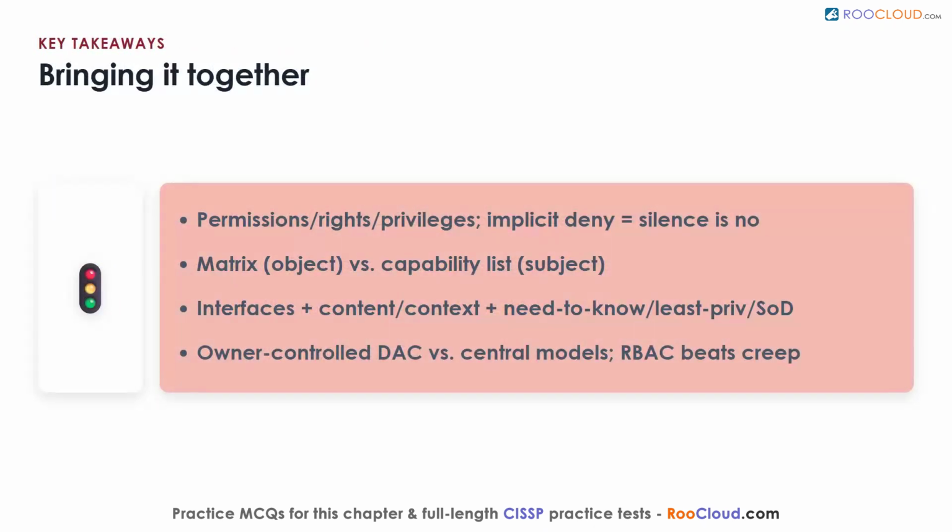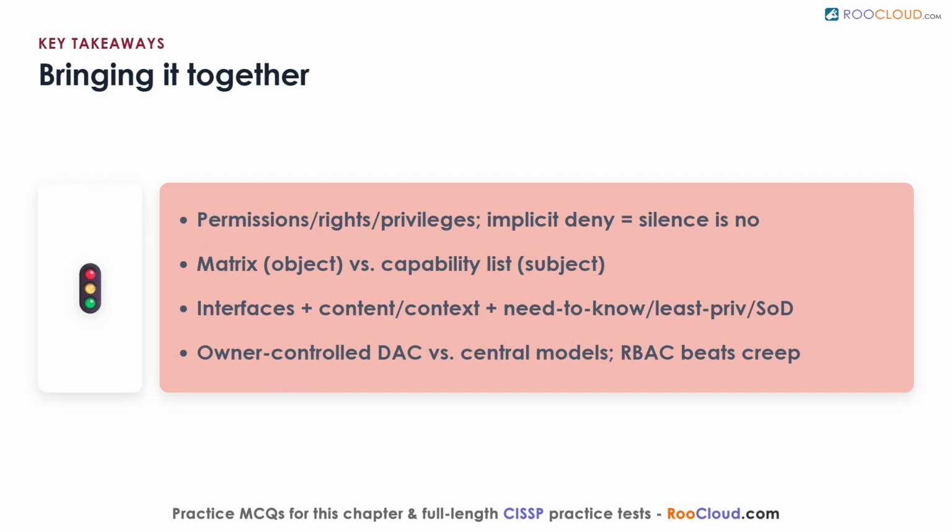So let's bring it together. Permissions, rights, and privileges describe what you can do. An implicit deny means silence equals no. Matrices and capability lists track access from the object side and the subject side.